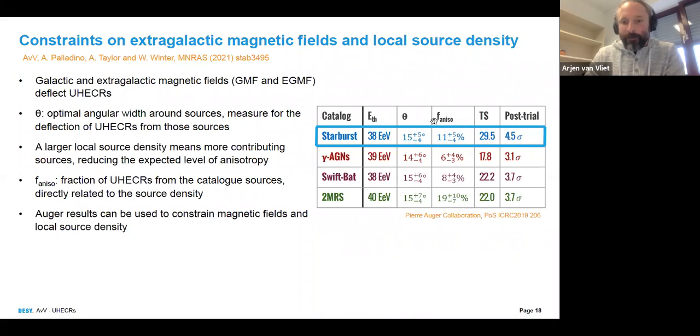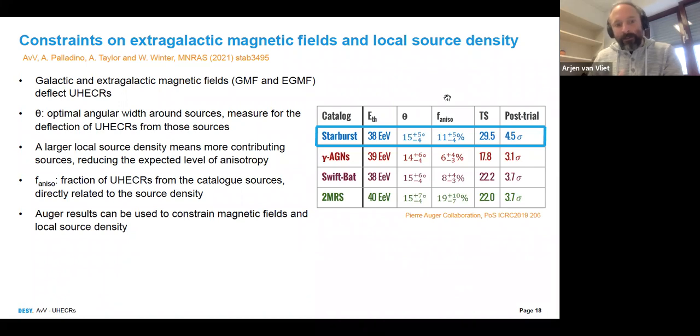And then there is this parameter F aniso here. So this is the fraction of ultra-high-energy cosmic rays from the catalog sources compared with an isotropic background. In this case, this is about 11%.